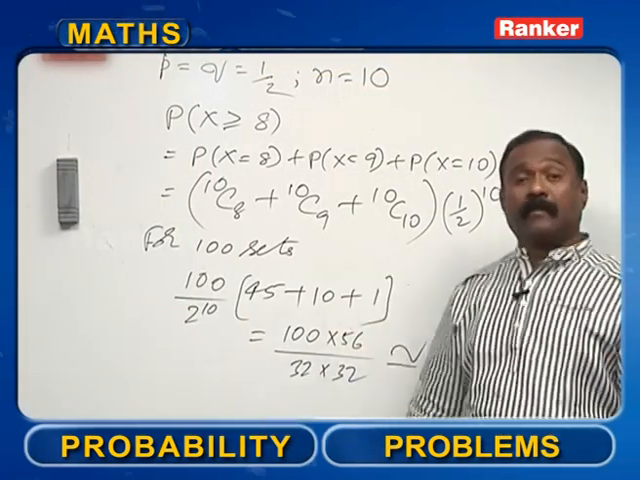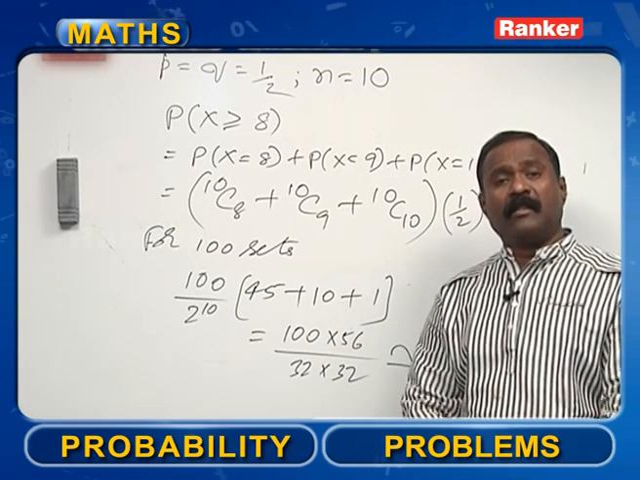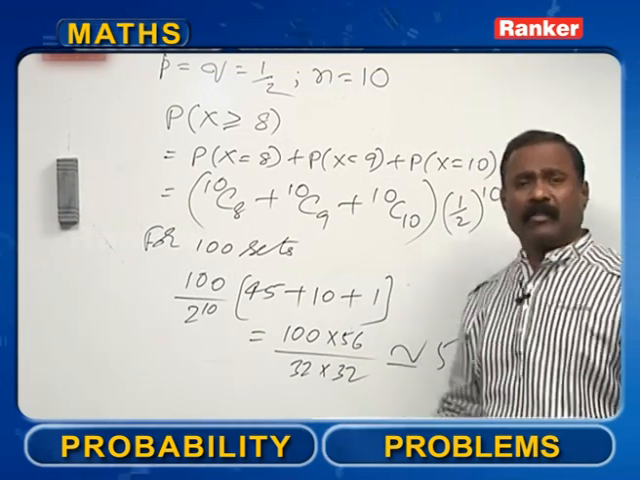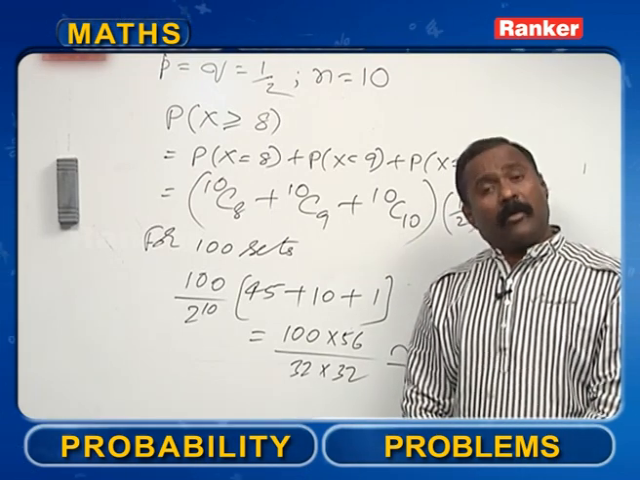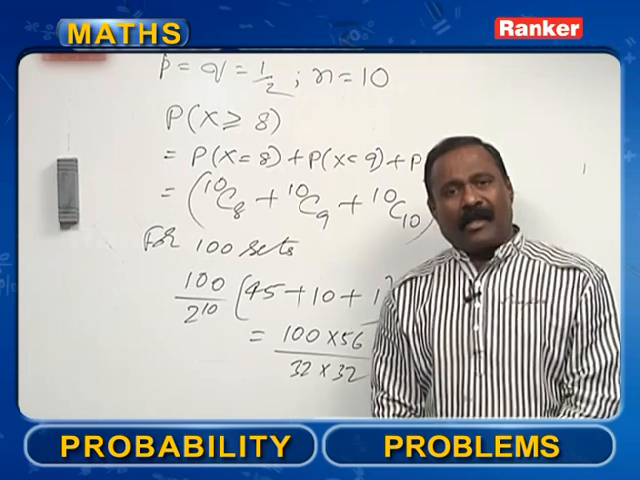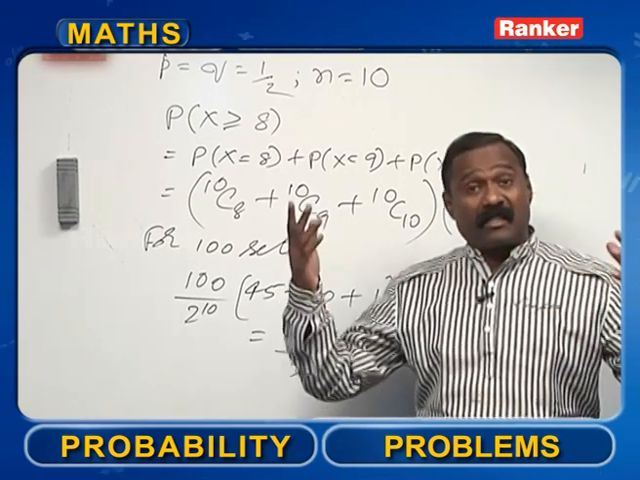You can count that. Understand the method first. The simplification part, you can do that easily. What we're doing here, we have taken a coin and we have tossed the coin 10 times.